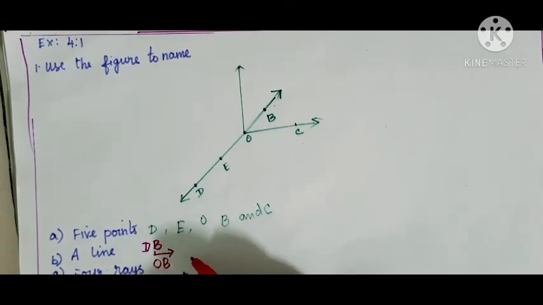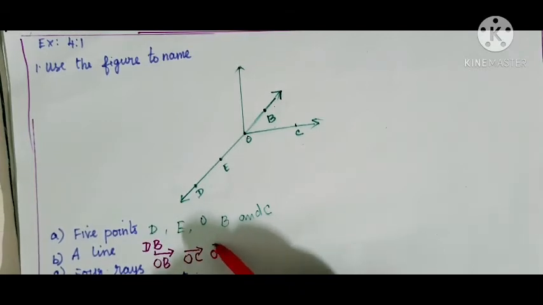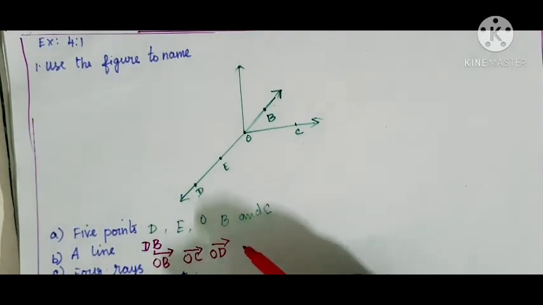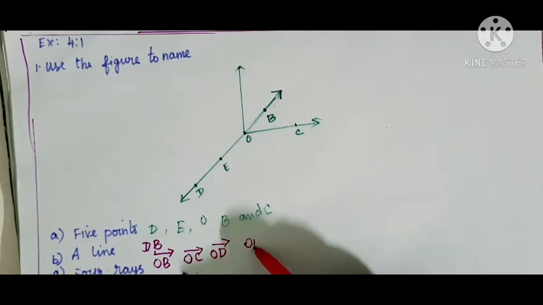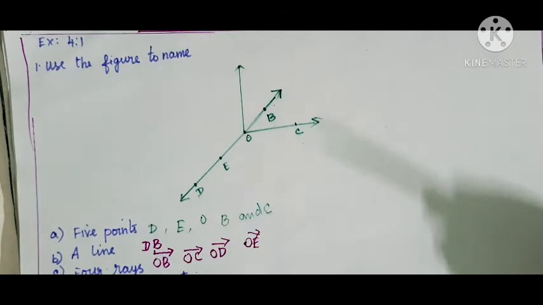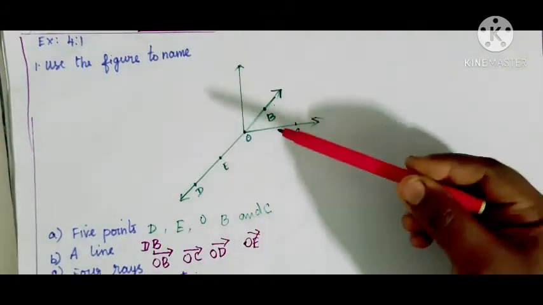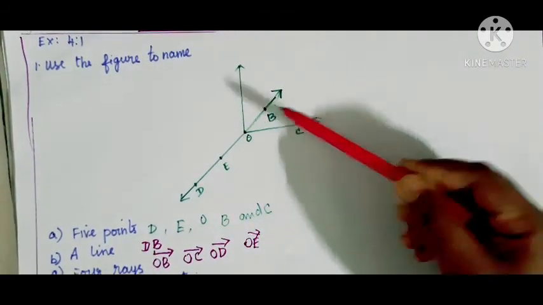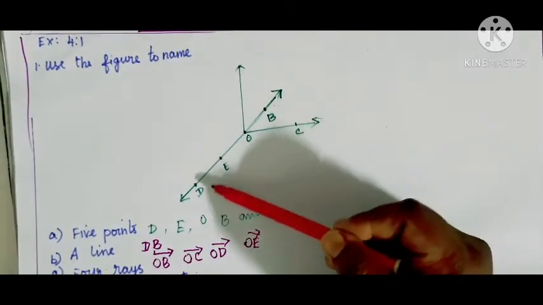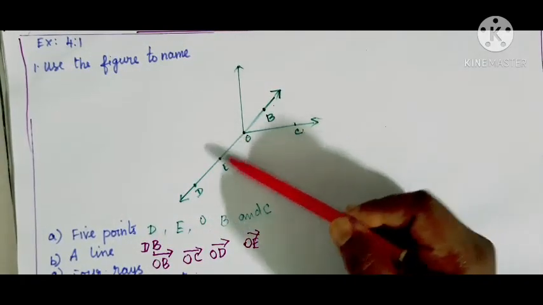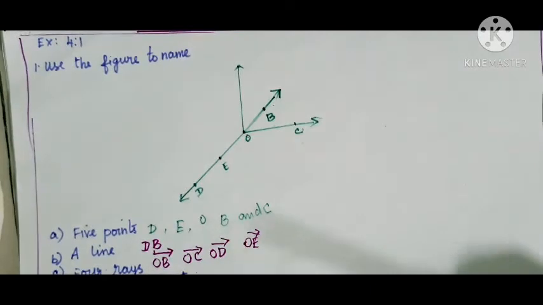Next, OC. OC is another ray. Next, OD. Next, OE. So this many rays are there: OB, OC, OD, OE. They asked to find 4 rays.